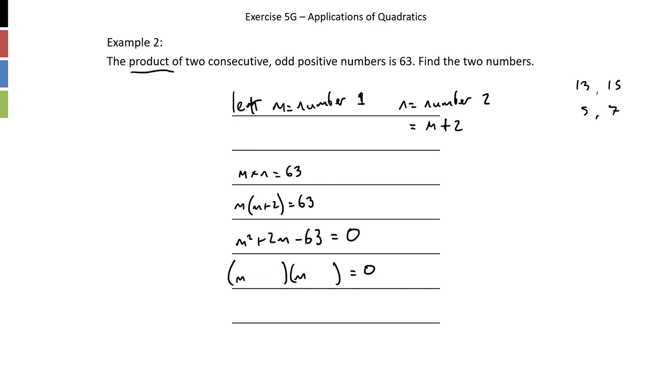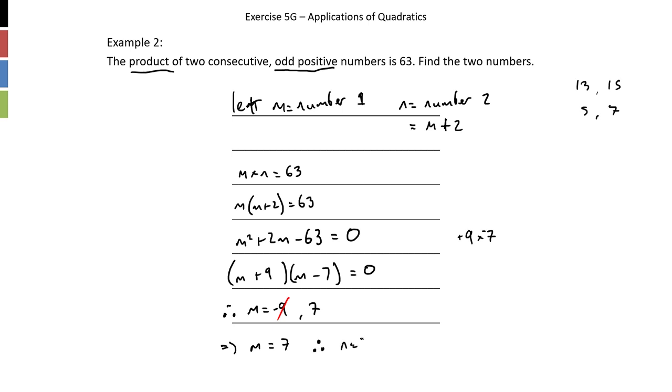Okay, multiply to give me negative 63, add to give me 2. Factor 63 should jump off is 9 and 7. We have a positive 9 by a negative 7. That's going to work. So I get m plus 9, m minus 7. Therefore, m equals negative 9 or it equals 7. Now it says it needs to be odd positive numbers. So we can rule out negative 9, it is not allowed. So it follows on m equals 7.